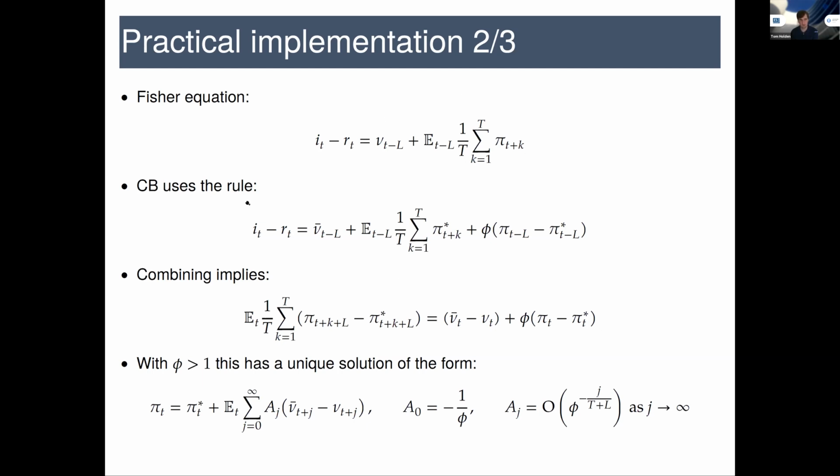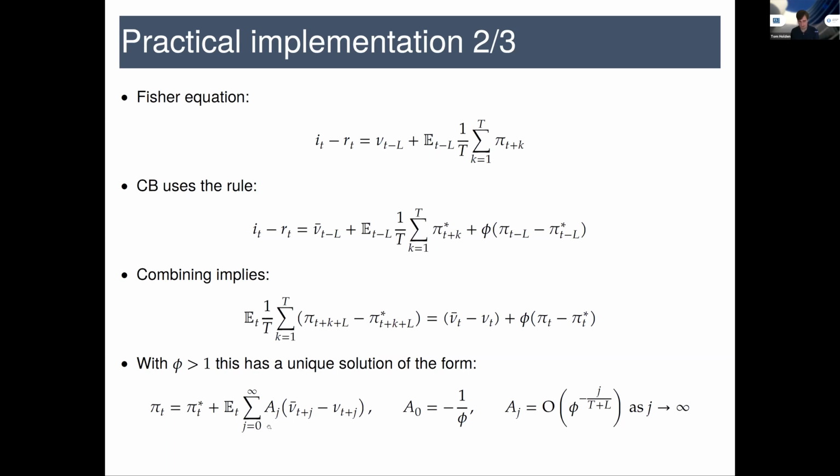We're going to suppose the central bank uses a rule of this form. So I minus R is their belief about the risk premium plus average expected targeted inflation plus the gap between inflation and targeted inflation. And just as before, when we combine the two equations, as long as phi is bigger than 1, we have a unique solution that says inflation is its target plus the expected deviation between central bank beliefs about this risk premium and actual risk premium going into the future.